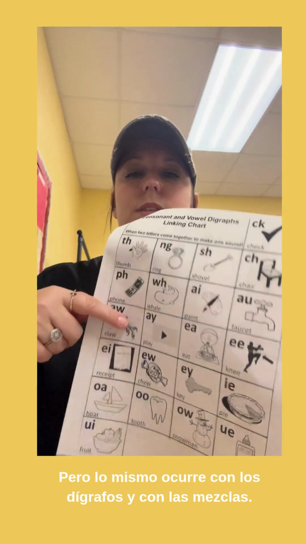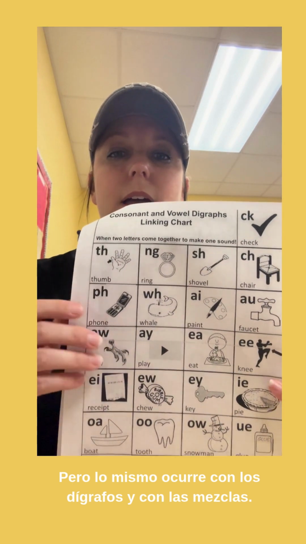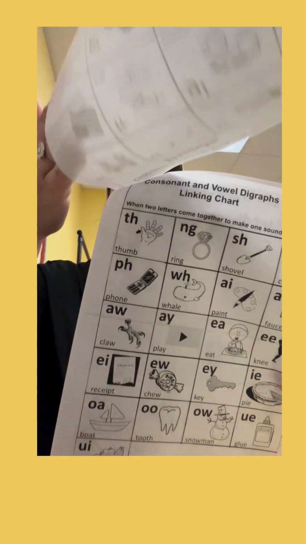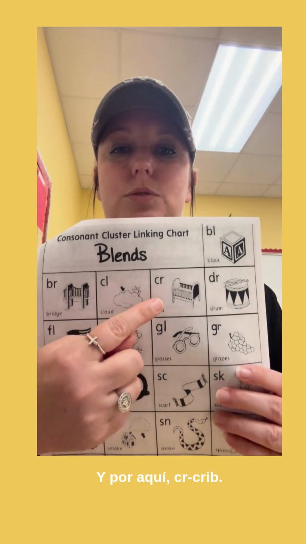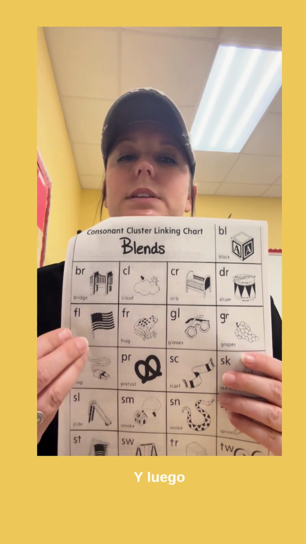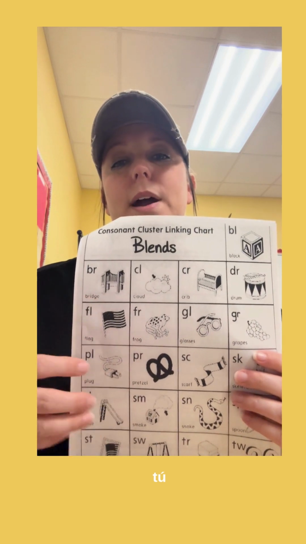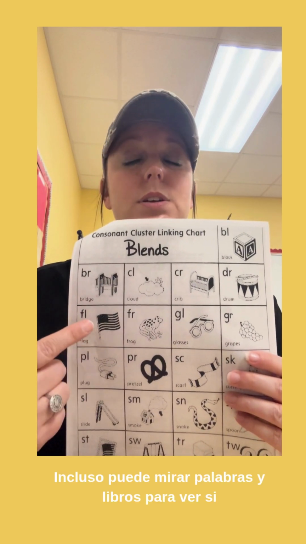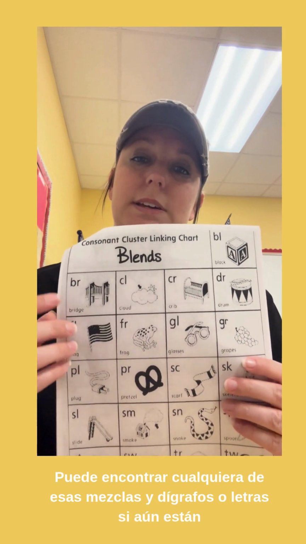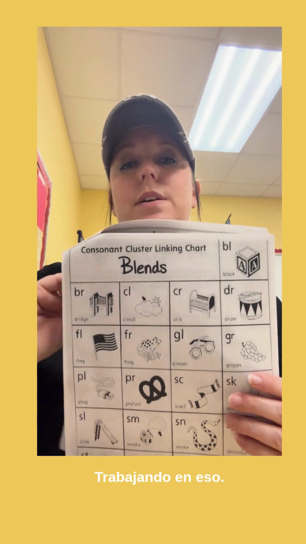It's the same thing with the digraphs and with the blends. You could do shovel, and over here, crib. So just practice saying those blends and digraphs and letters and sounds, and to see them. And then you could even look at words in books to see if they can find any of those blends and digraphs or letters if they're still working on those.